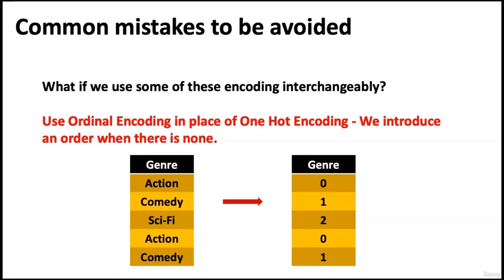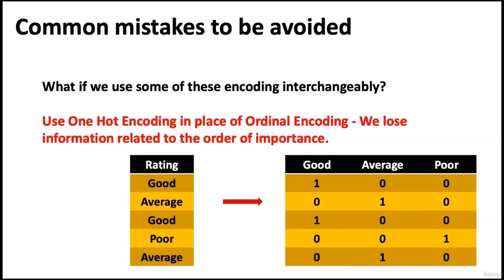What if we do it the other way? For example, if we use one-hot encoding in place of ordinal encoding. So you had these kinds of ratings, good, average, and poor, and you start giving them all equal importance. Are you not hiding information from the algorithm by doing this? Because right now, the way you've given this input is suggesting to the algorithm that good, average, and poor are all equally important. So changing the encoding types would lead your model to suffer.